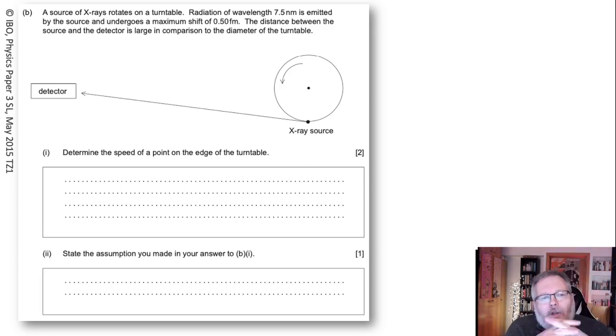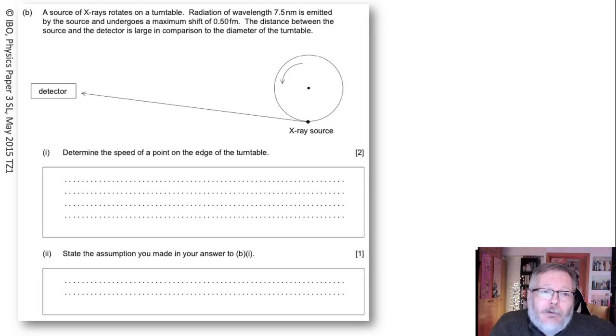Okay, this is just part of a larger question, this 2015 question, so it's why we're looking at part B, but all that we need to know is here. So you have an X-ray source which for some bizarre reason you've put on a turntable, and it's emitting radiation of wavelength 7.5 nanometers. And as it goes around, the maximum shift, maximum change in that wavelength is the rather small 0.50 femtometers. Now that's not a prefix you come across every day, but it's in the data booklet.